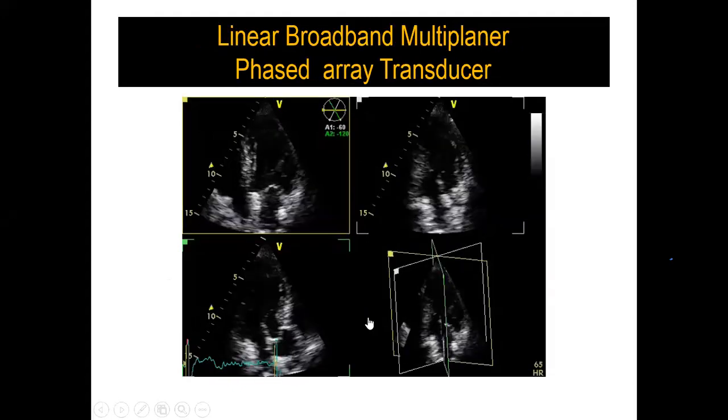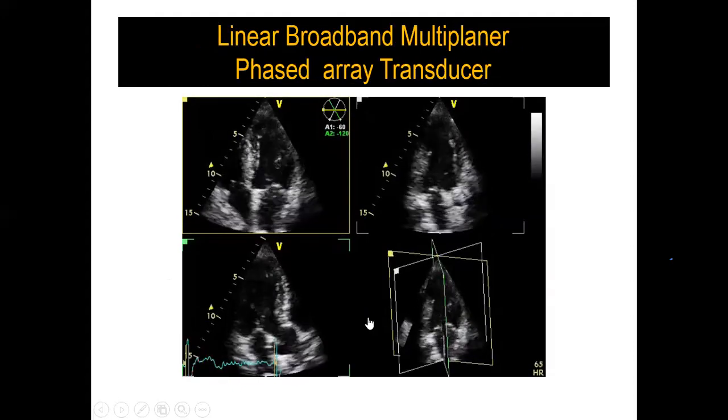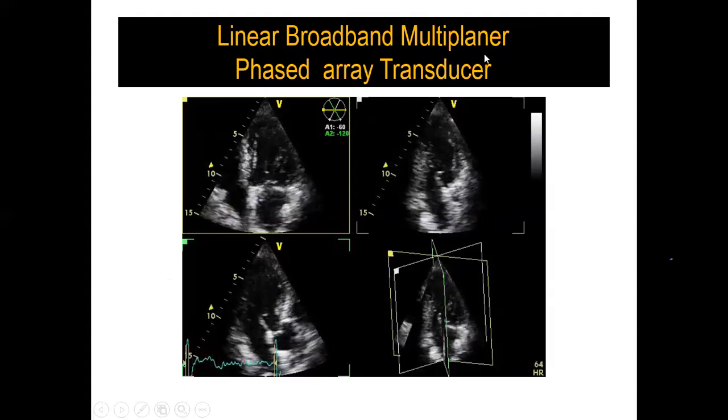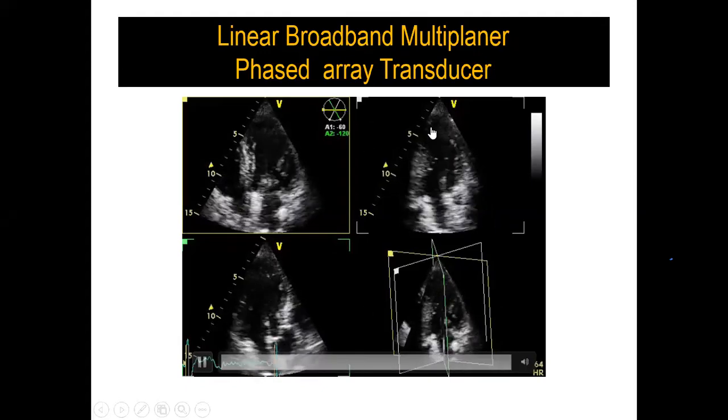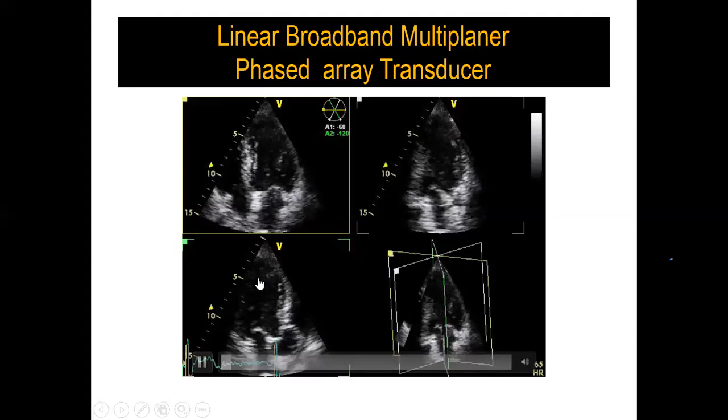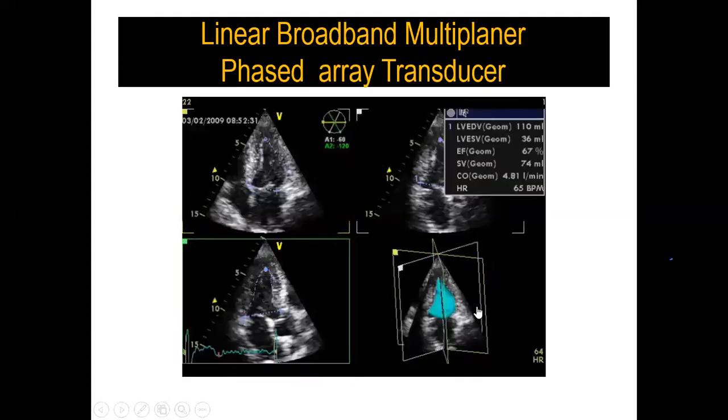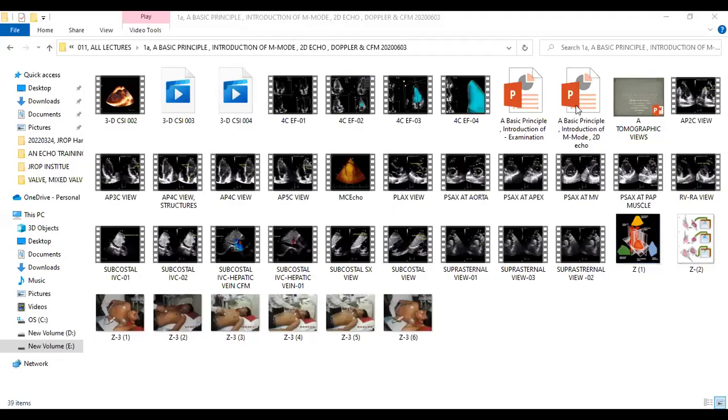So here is an example of 3 dimensions echocardiography. Look, this is a linear broadband multi-planar phase array transducer. In one go, we can get 4-chamber, 3-chamber, and 2-chamber views. At the same time, we can derive a 3 dimensions echo image out of this. And this is a 3 dimensions echo image, which appears as if the heart is contracting. That's how it happens. These kinds of transducers are very useful in day-to-day practice.